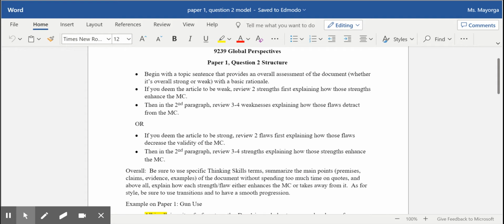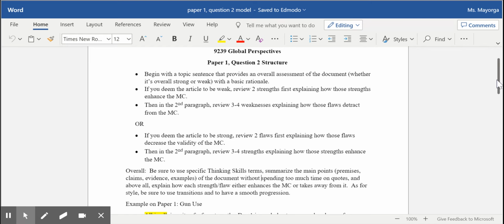And above all, explain how each strength or flaw enhances the MC or takes away from it. You don't just want to reiterate what they're saying. You want to explain how each of these strengths or each of these flaws helps build the case that the author's trying to make, or does the opposite.